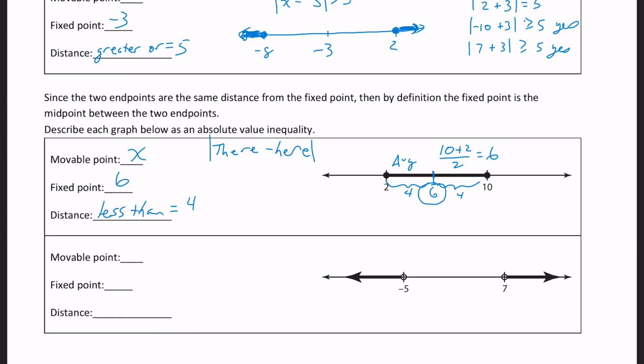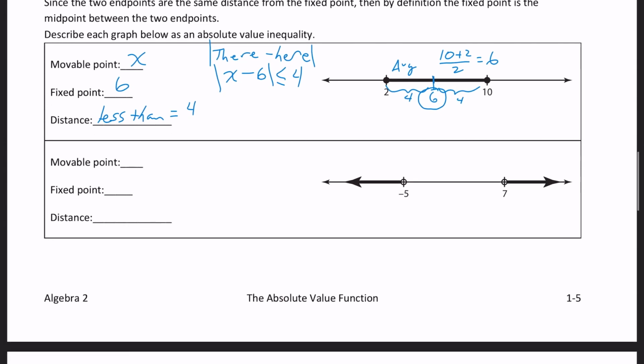And so the x point is out there moving somewhere. The fixed point that we're comparing to is the 6. It requires an absolute value in case the subtraction yields a negative. And the distance is going to be less than or equal to 4. I'll leave it to you to test to see if that's the correct statement, the same way we did the previous problems. So the fixed point is always this midpoint here.